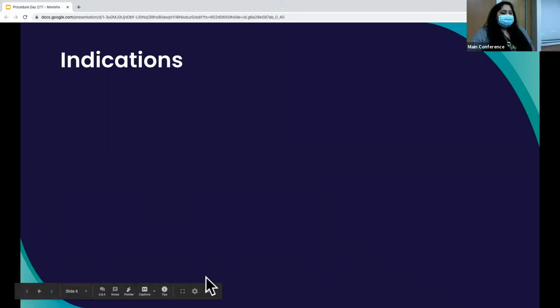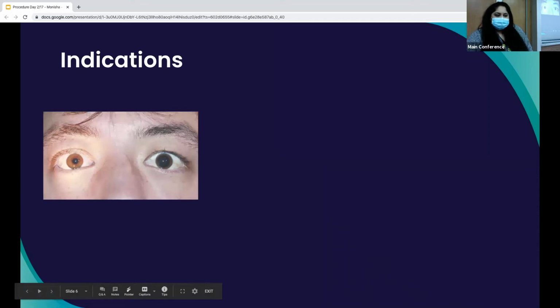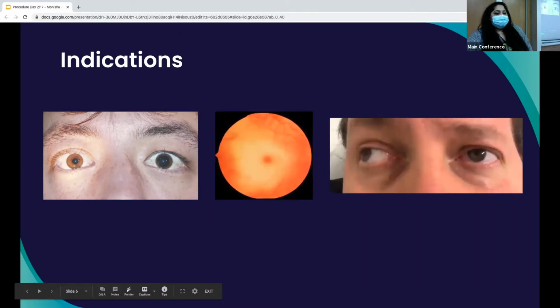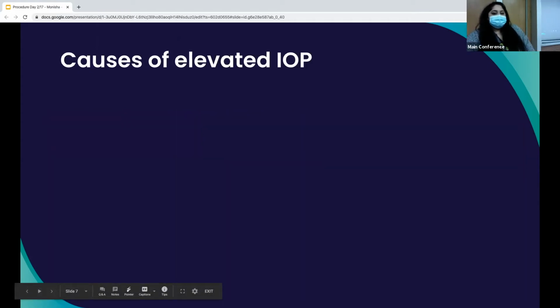eyes. What other indications would we use this for? Afferent pupillary defect, as you can see here, a cherry red macula, or ophthalmoplegia. If you see these on exam, these are things to consider for orbital compartment syndrome or increased intraocular pressure, and things that you might want to use a lateral canthotomy to relieve the pressure in this sort of situation.